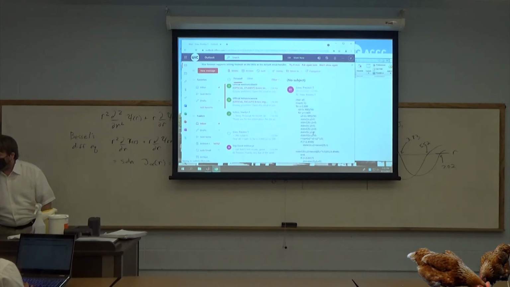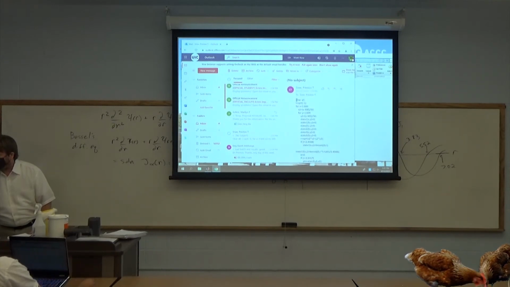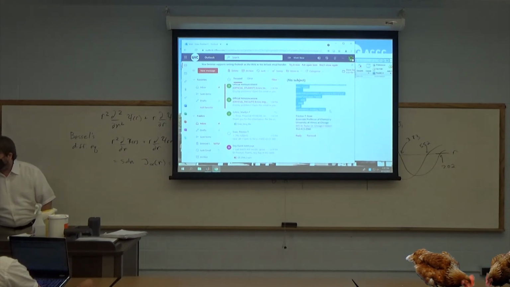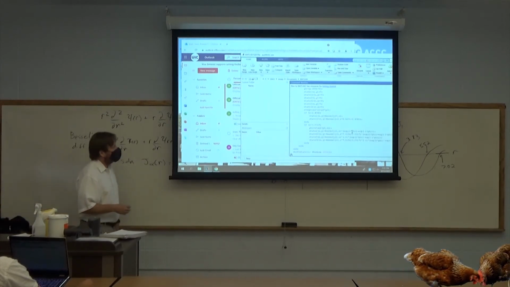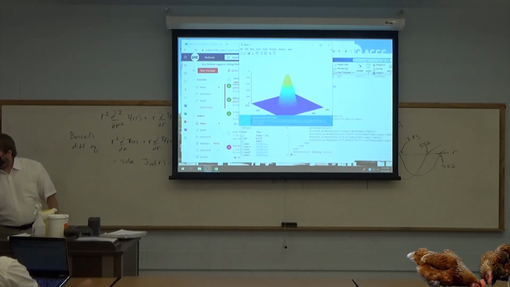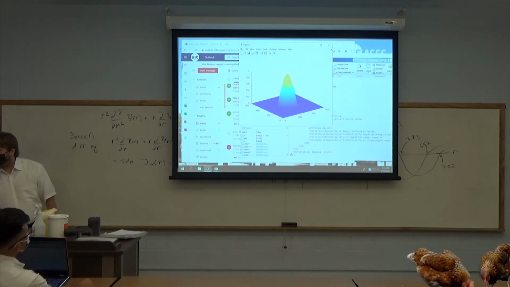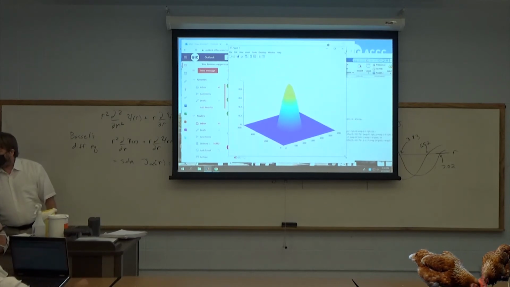Okay, so I have this code written. If you can see, unfortunately, it is really slow. Okay, so this includes the angular part too. And there you go. Look at that. Okay. So this is the actual S state.